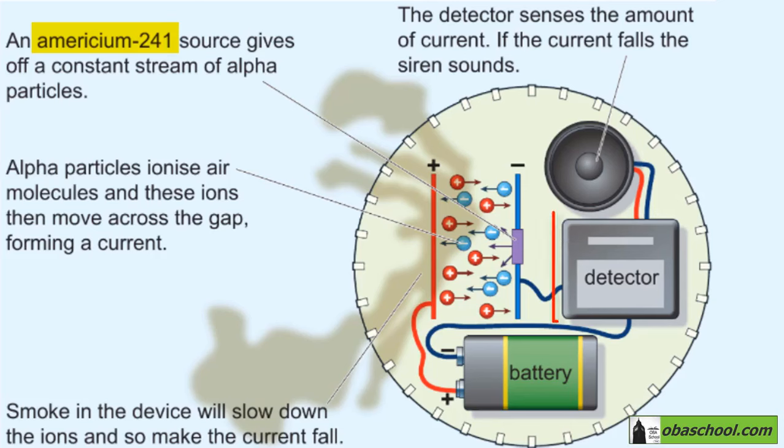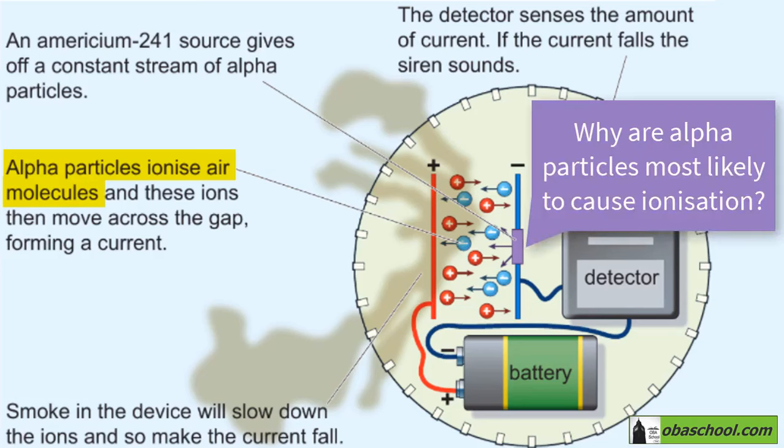The detector has an electrical circuit with an air gap between two electrically charged plates. The americium-241 source releases alpha particles. These alpha particles ionize the molecules in the air. So why are alpha particles most likely to cause ionization?